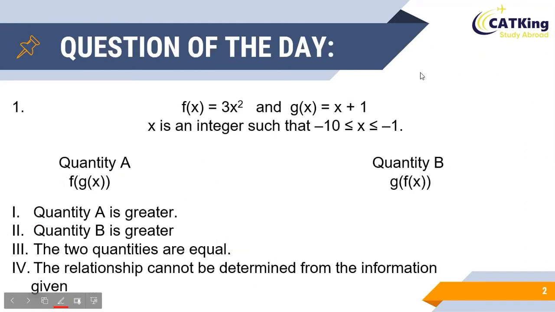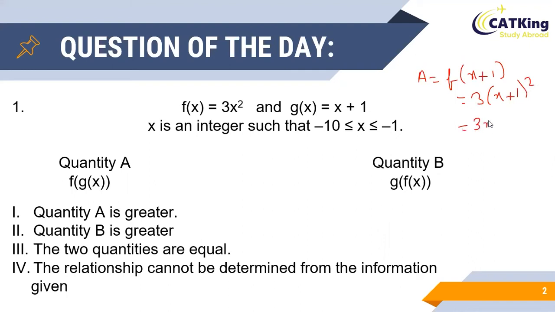So, A is given to us as f of g(x), that is, it can be rewritten as f of (x plus 1) since g(x) is equal to x plus 1. So, f of (x plus 1), that is quantity A, will be equal to 3 into (x plus 1) whole square, which when expanded gives us 3x square plus 6x plus 3.